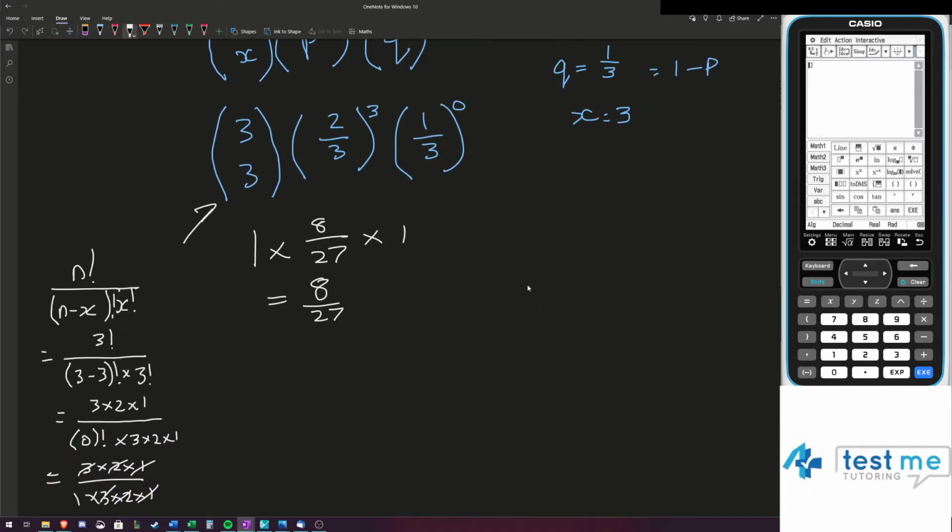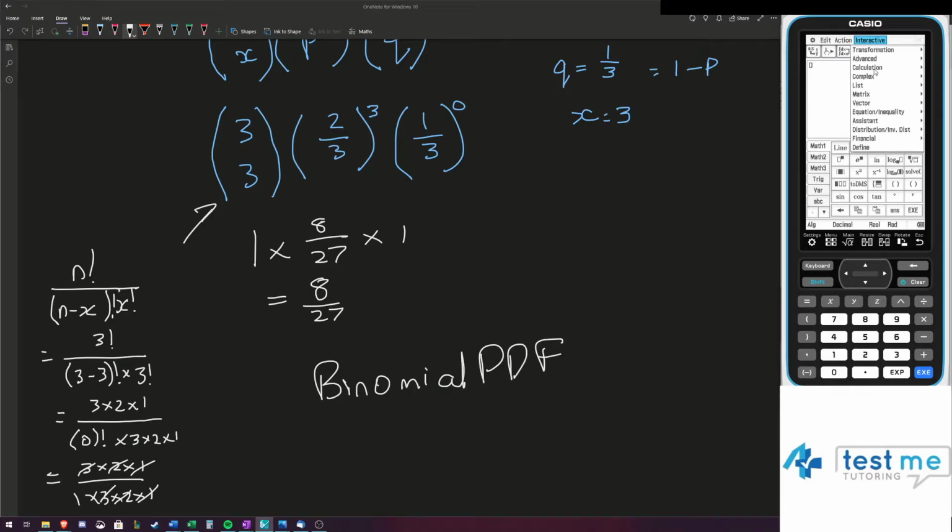So, what does that look like on the calculator? I don't know if everyone's got the TI Inspire or the ClassPad. I'm using the ClassPad, but we're looking for the binomial PDF function. So we go Interactive, Distribution, Discrete, and it's binomial PDF. How many successes do we have? We want 3 successes. How many trials were there? 3 trials. And what's the probability of success? In our case, 2 over 3.